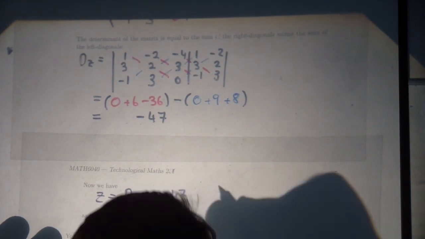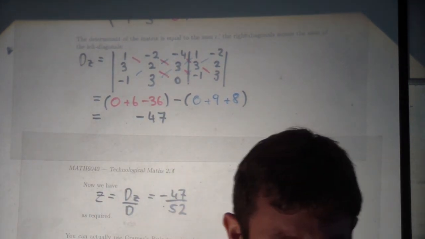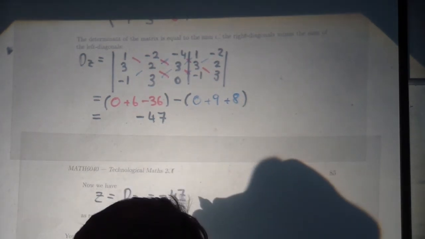Now we have z is equal to Dz over D. We calculated Dz to be minus 47, over 52, and that can't be simplified. You're an engineer. If you want, you can use decimal approximations. I'd be dead against them. If you are using them, I would like to see 4 significant figures. So 4 significant figures, this is approximately minus 0.9038. But this, as far as I'm concerned, is better.